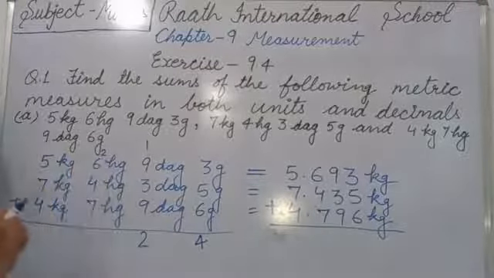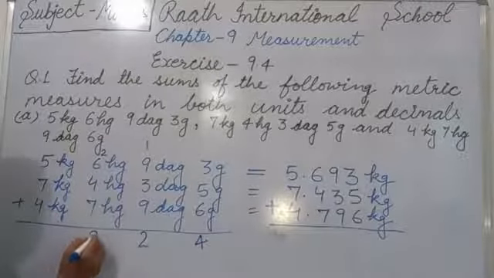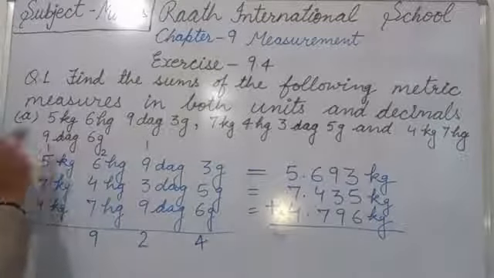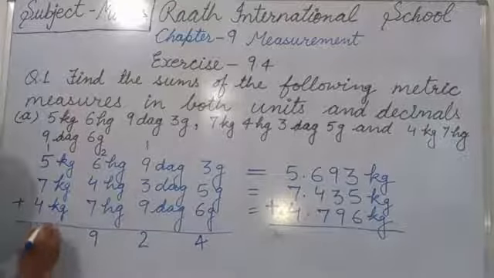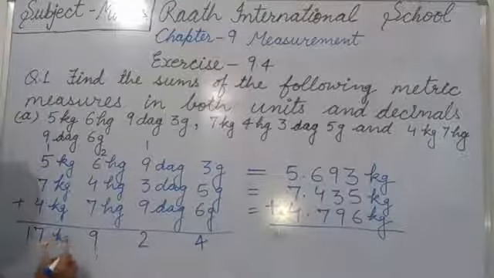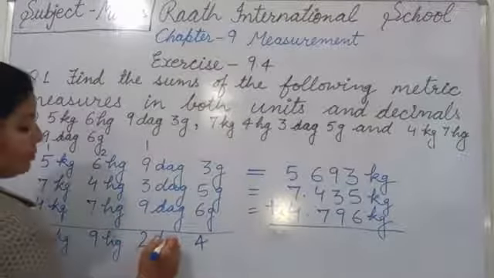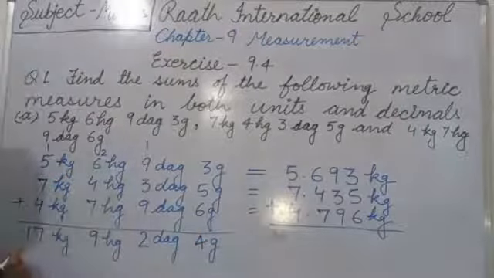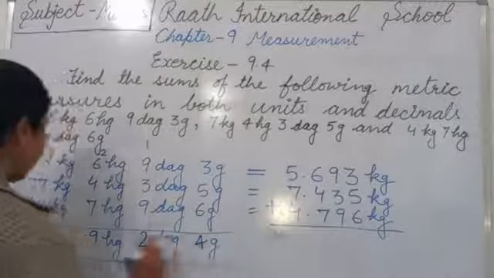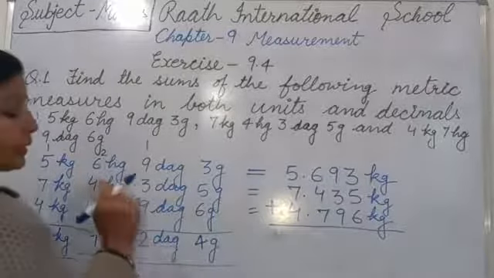6 plus 2, 8. 8 plus 4, 12. 12 plus 7, 19. 1 goes carry. 5 plus 1, 6. 6 plus 7, 13. 13 plus 4, 17. Now it's a kg. Now it is hectogram. It is decagram. And now the last one is gram. So this is your answer: 17 kg, 9 hectogram, 2 decagram, 4 gram.